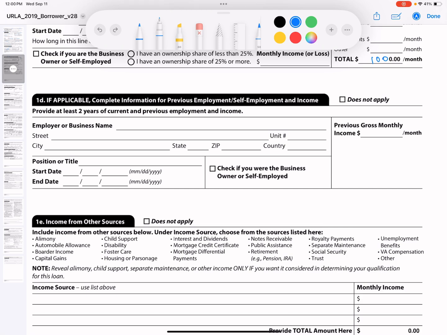Now this is where I mentioned previous employment. If you did not work at your current job for at least 2 years, this is where you would put your previous employment information and your previous income. This is important if you just switched jobs and your old job paid you $15 an hour, and now you have a brand new job that you just started, and now you make $100 an hour. That is oftentimes considered a red flag.